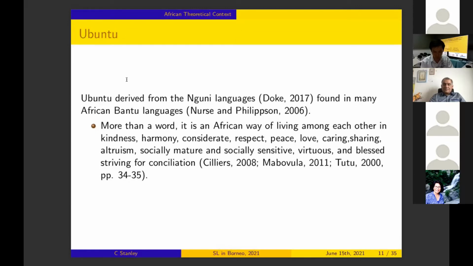So we go with Ubuntu, derived from the Nguni languages that I've spoken about. Just quickly, if you look at that definition, it actually underpins a lot of things: kindness, harmony, consideration, respect, peace, love, caring. So that's what we praise for.